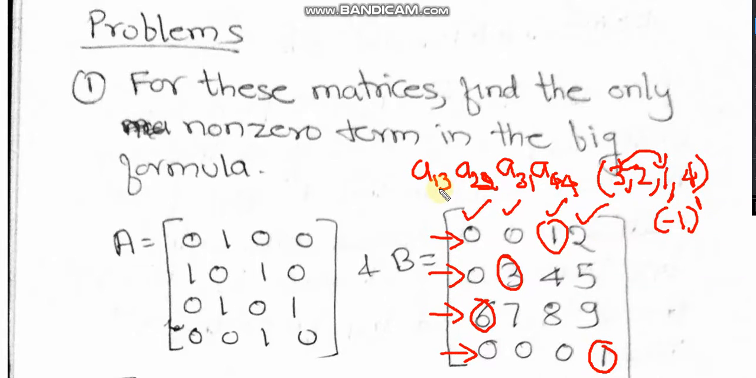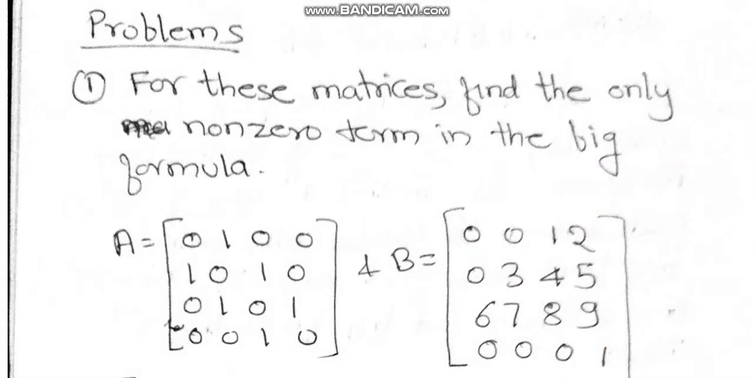So what are the values here? A13 is 1, A22 is 3, A31 is 6, and A44 is 1. 6 times 3 is 18, and 18 into minus 1 is minus 18. That is the determinant value, and that term is the non-zero term. That's in the big formula. This is using the big formula. This is the non-zero term. Understand?